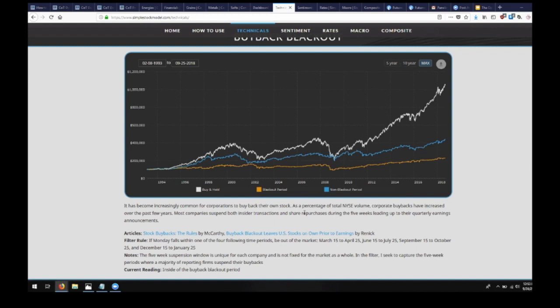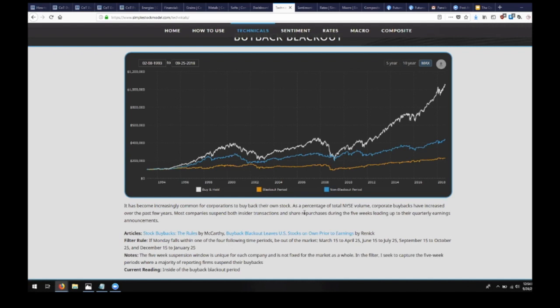So I was asking before, if you could break down what exactly is the white versus the blue versus the gold line saying here regarding buybacks. Perfect. Okay. So the white line is buy and hold S&P since 1993. The blue line is only being long the S&P in the periods outside of a blackout period, as in it's only long when a majority of companies are buying back stock. The orange line is only being long in that 5-week period before the majority of companies report earnings.